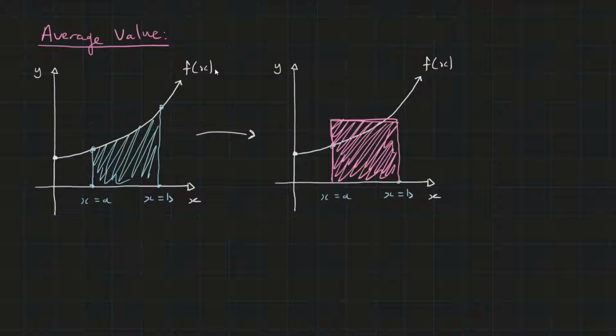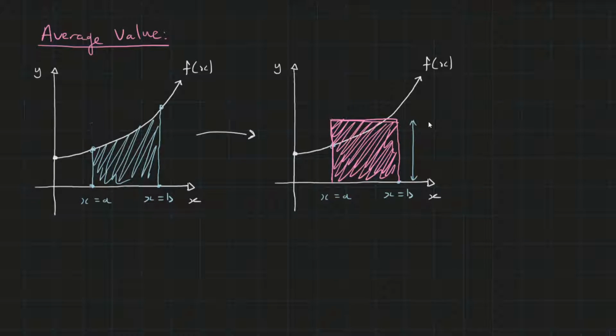Another application of integration is finding the average value of a function. On the left-hand side, I have a function f of x from x equals a to x equals b, and I've shaded the area underneath the graph. On the right-hand side, I've transformed that same area into a rectangle. You can see that the width of this area is the same, but the height is slightly different.